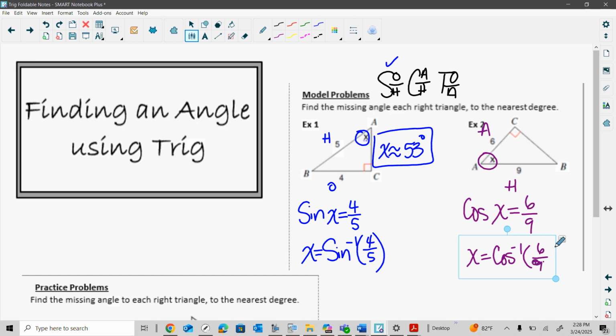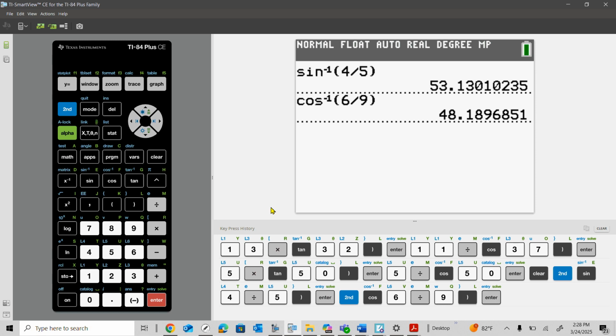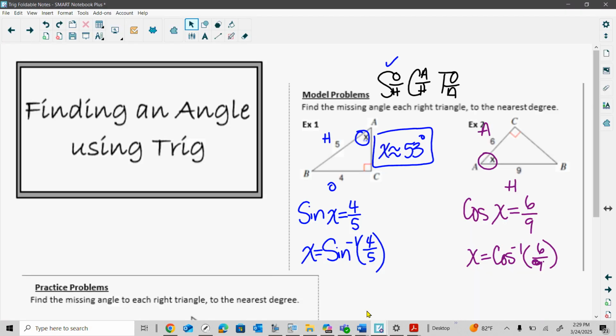So this is when we have to go to our calculator. We're going to have to hit second cosine to get that inverse symbol, and then 6 divided by 9, and enter. We're going to round to the nearest degree, so with the nearest whole number, this would just be 48. So x, the angle, is approximately 48 degrees.